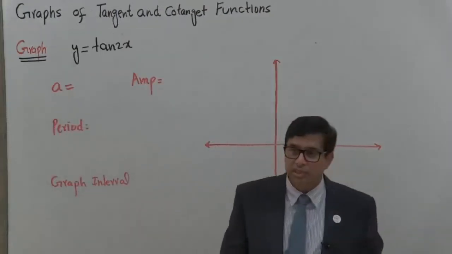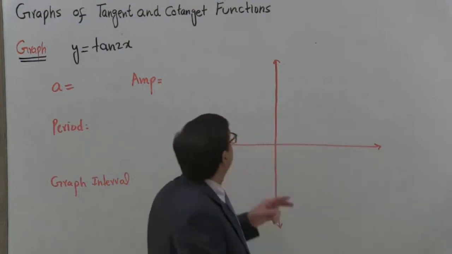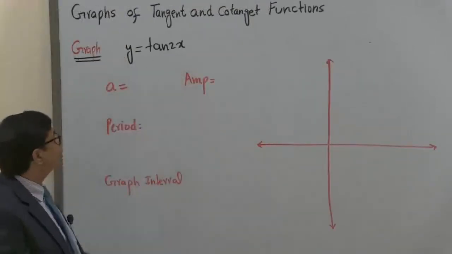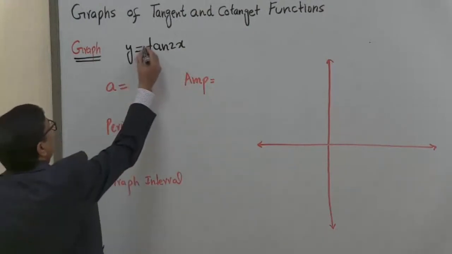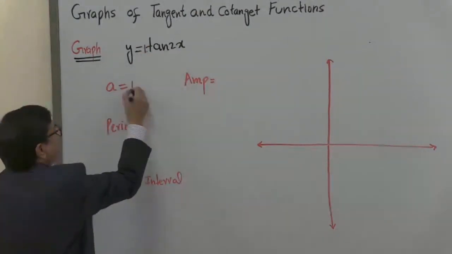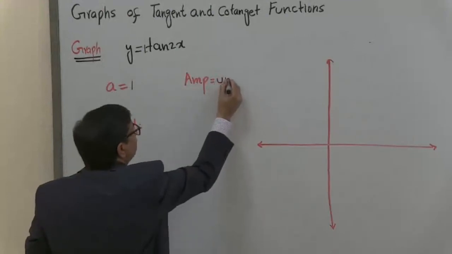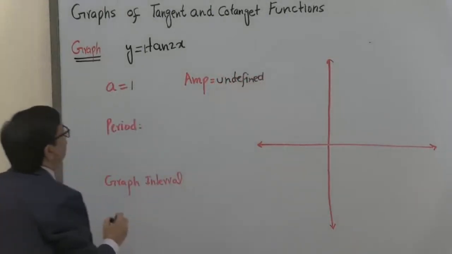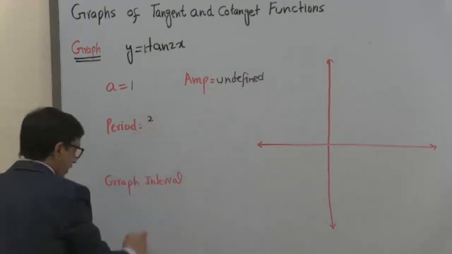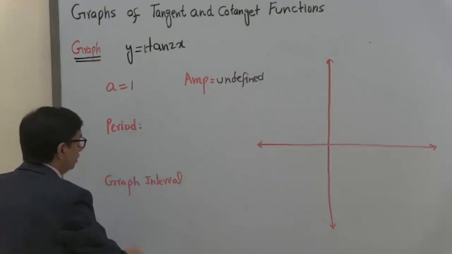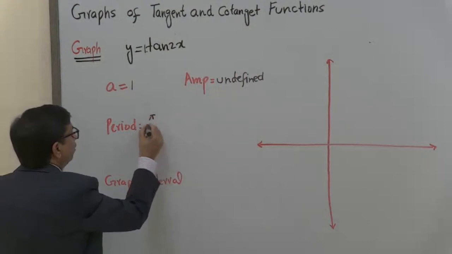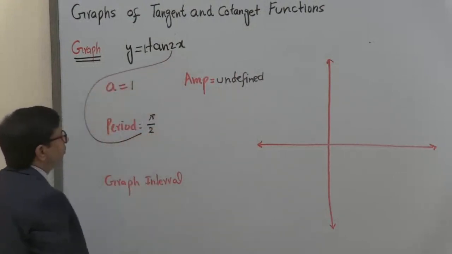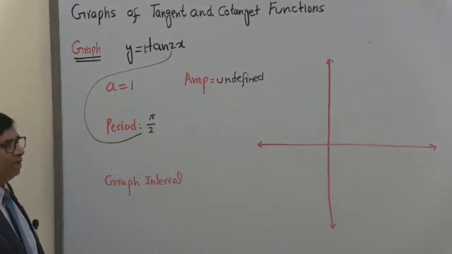Now we have these 2 questions. First one is y equals tangent of 2x. So first of all, we write the value of a. You know, the number before this is a. Amplitude is undefined. Period is pi in this case because it is tangent function. Pi divided by this coefficient, which is 2. So period is pi over 2.